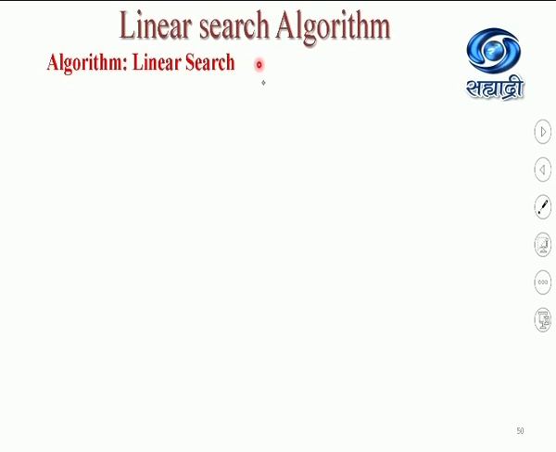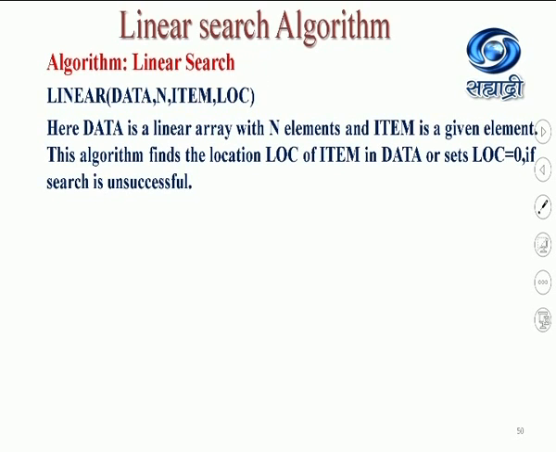Here we will write the algorithm. In the paragraph part, declare the array which we are going to use, containing n elements. We are searching for an item, and it is present at location LOC. So in the description part, data is a linear array with n elements and item is a given element, and this algorithm finds the location LOC of item in the data, or sets LOC equal to 0 if your search is unsuccessful. Where you get the element, that location is assigned to the LOC variable, and if your search is unsuccessful, then LOC will be assigned the value 0, which is called the null value.